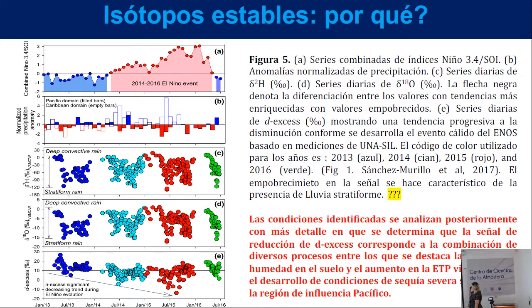When we carried out this study a few years ago, it was said that the impoverishment is caused by a signal related to more stratiform rain, and that we can see that in the isotopic information. But is that really true? The signal is very similar, but in this case the excess of deuterium does not correspond necessarily to a signal of stratiform convection, but to the loss of humidity from the soil, and that is the signal we are watching.